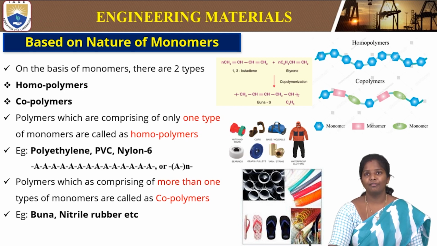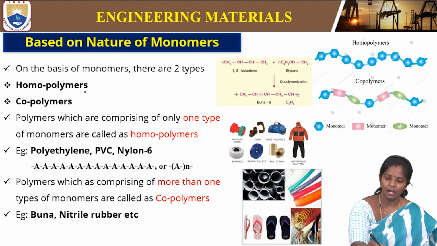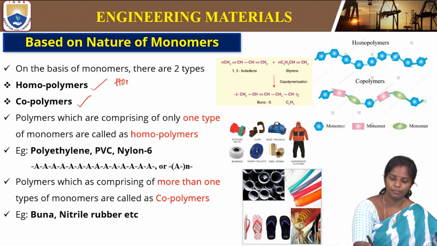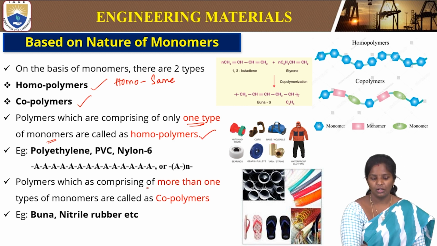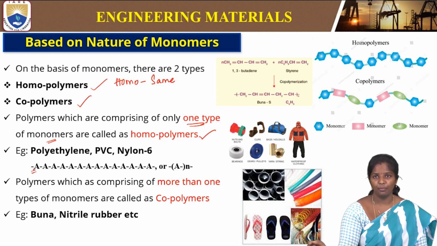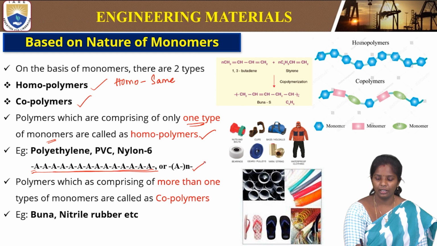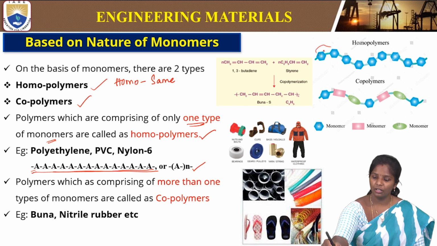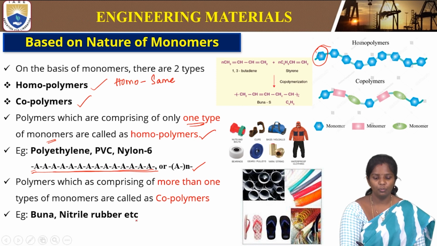So then comes the nature of monomers, the monomers that are used in the polymerization reaction. There are two types, homopolymers and copolymers. Homo means what? Same. Homo, same. So polymers which comprise one type of monomer are called homopolymers. If you see this example, if A is a type of monomer, the continuous chain has only A taken n times. So continuously only one type of monomer is used. Even in this picture, the blue one is attached continuously, forming a homopolymer.